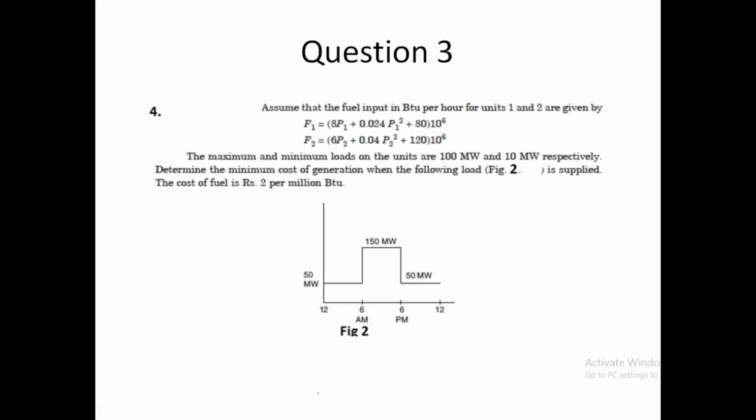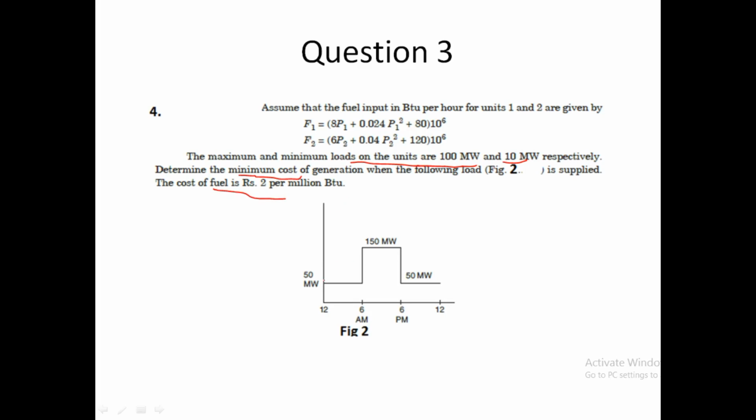Now consider this third question. F1 and F2 are given here also, and the maximum and minimum loads on the units are 100 megawatt and 10 megawatt. These are the limits actually. Whatever values we are getting should be in between these two. The values of the loads P1, P2, if you are finding, should be in between these two, and determine the minimum cost of generation. That means the optimum schedule for the following load. Cost of the fuel is rupees 2 per million BTU.